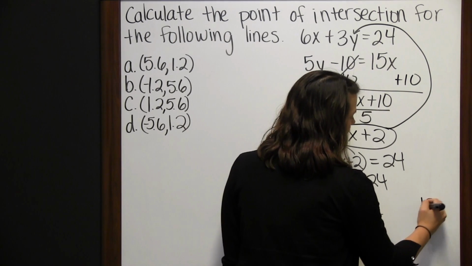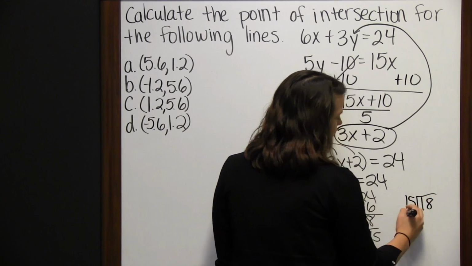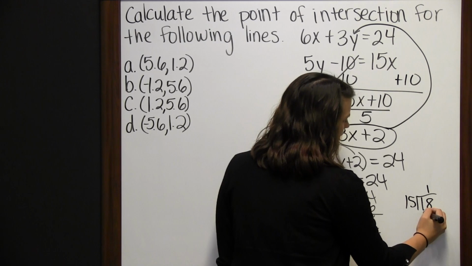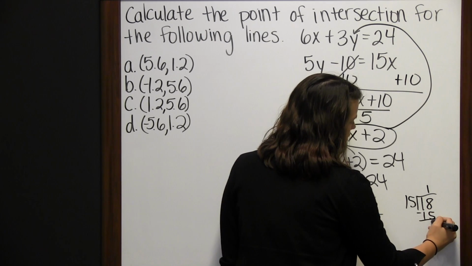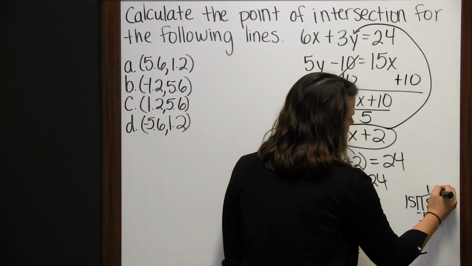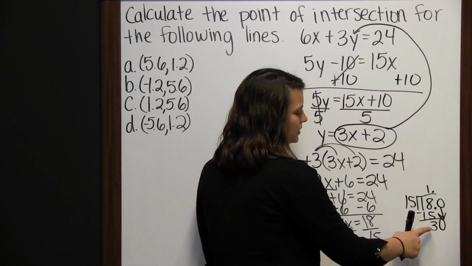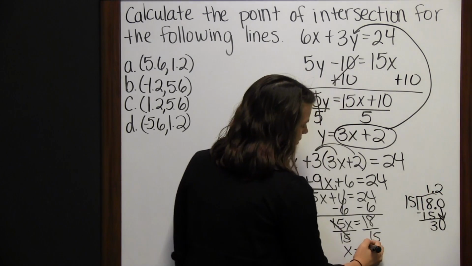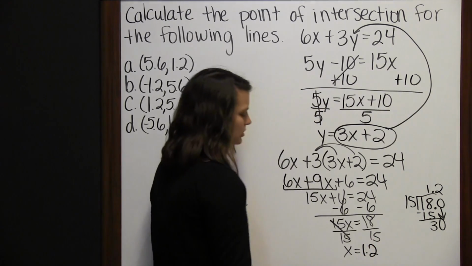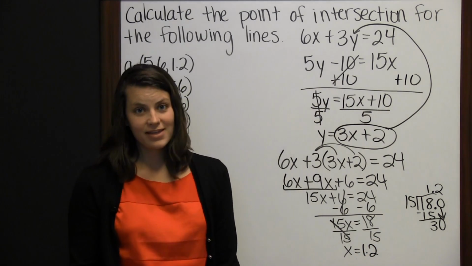We can do that right over here. 15 goes into 18 one time. That's 15. Subtract and you get 3. Add a decimal and a 0. Bring it down. And 15 goes into 30 two times. So x is 1 2/10. Now we're halfway there.